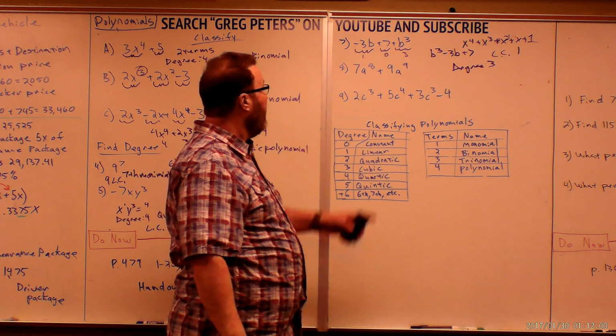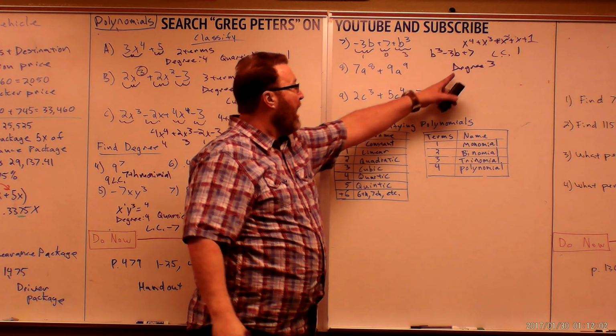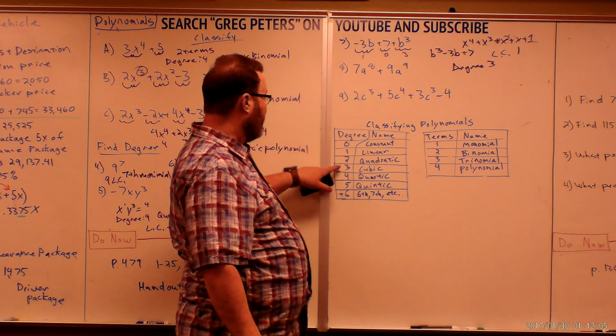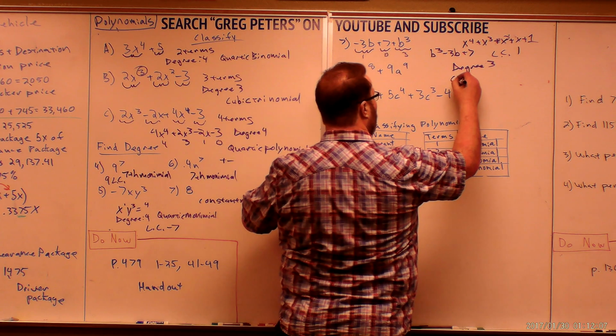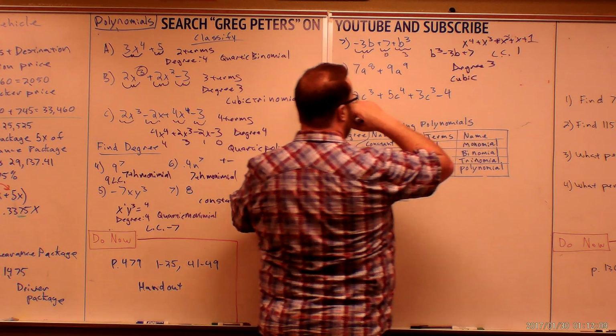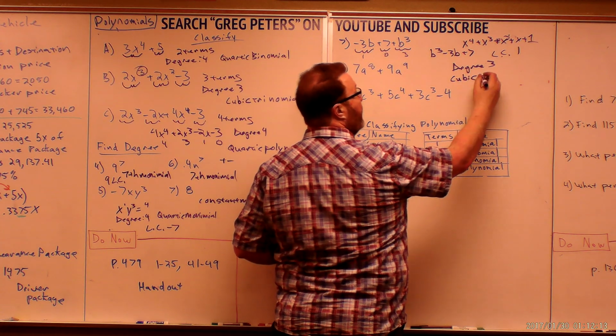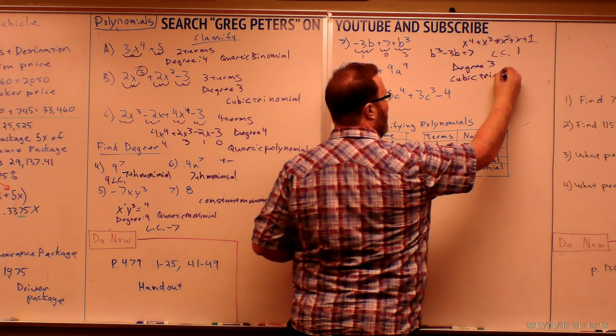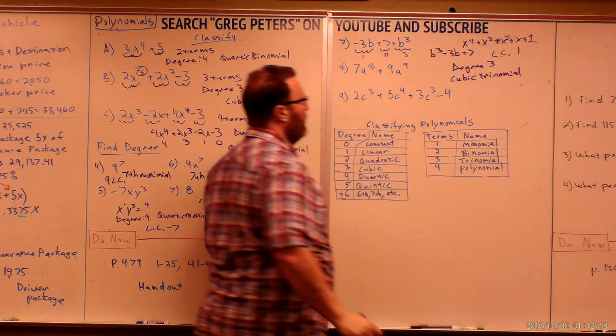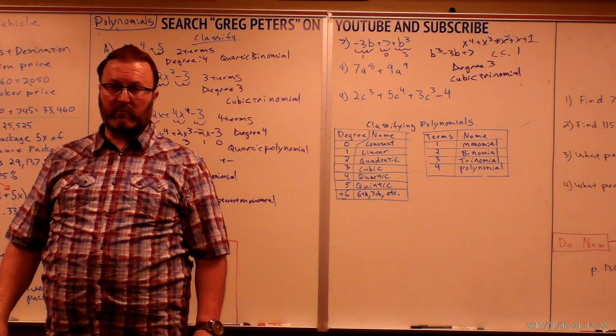Now we can label this, right? We have 3 terms, and we have third degree. So we know it's going to be cubic. What's my next one? How many is it? 3. Trinomial. Okay, any questions?